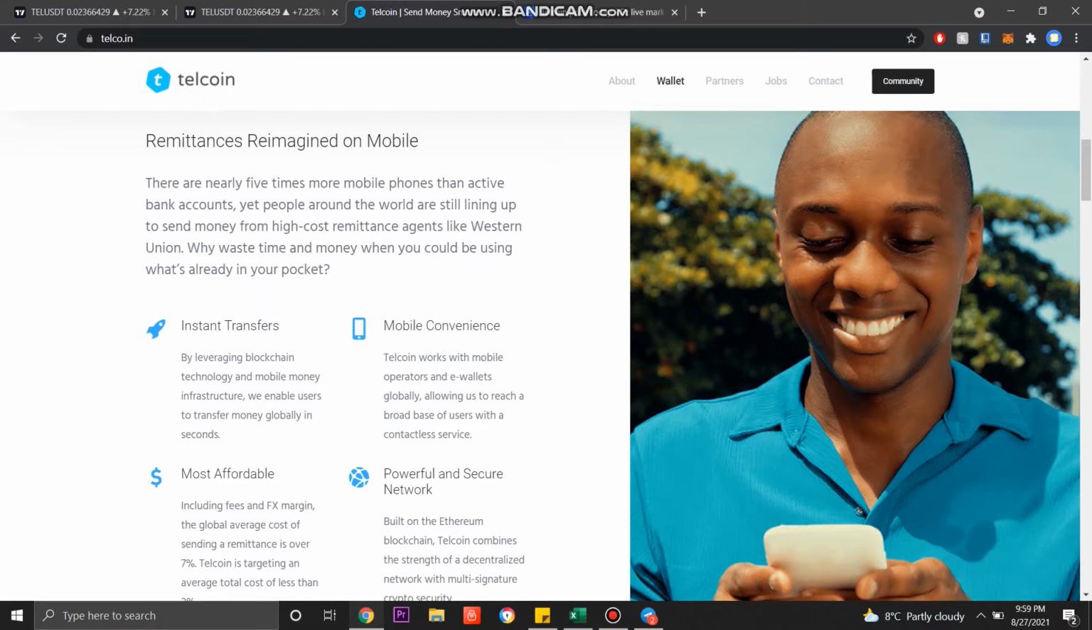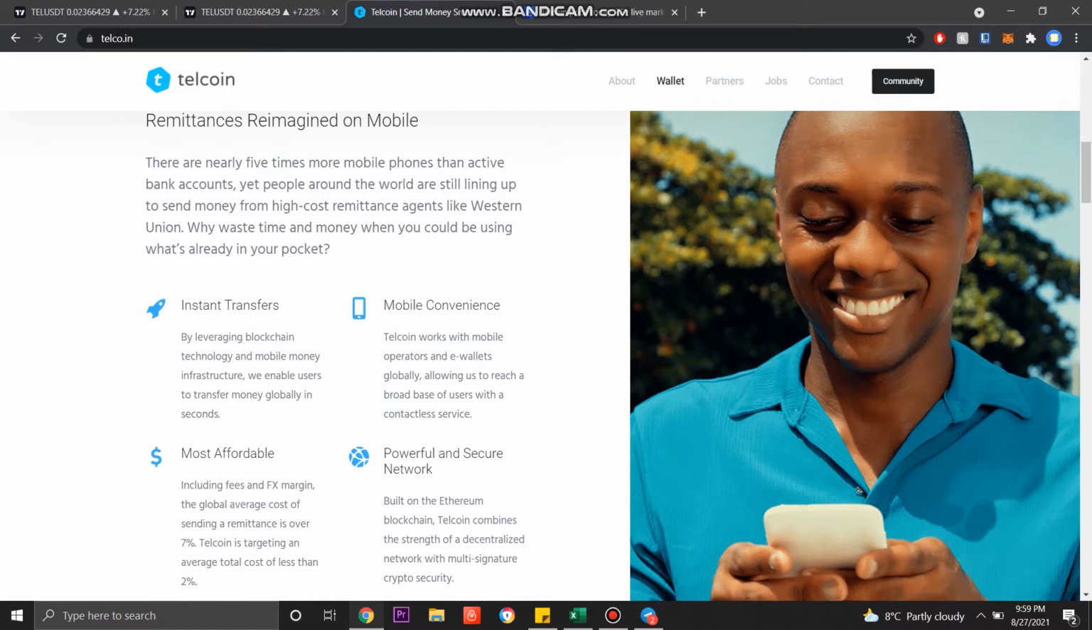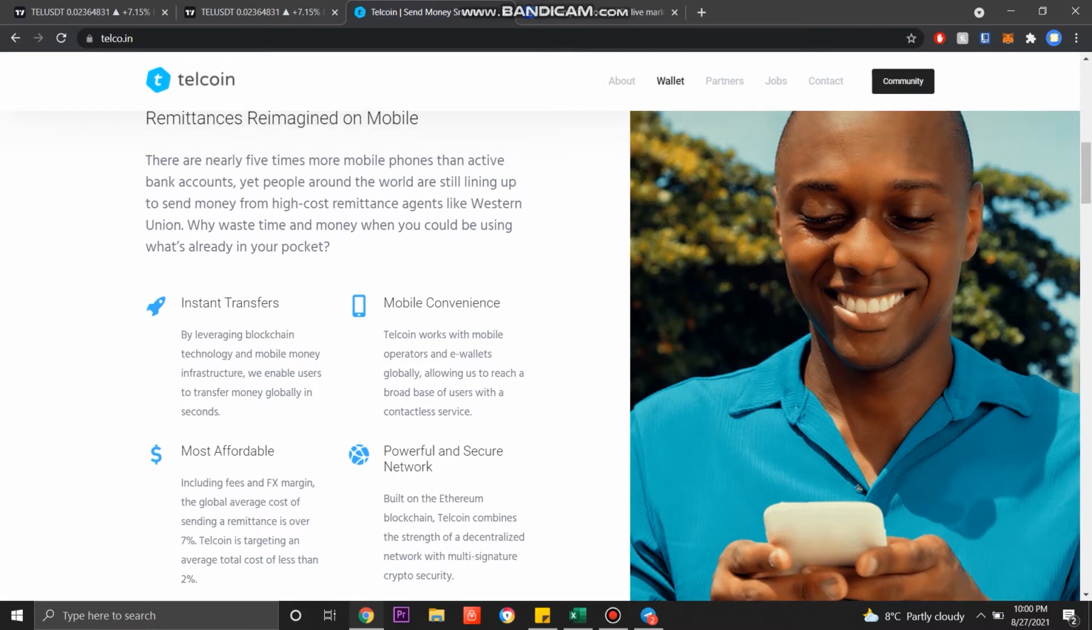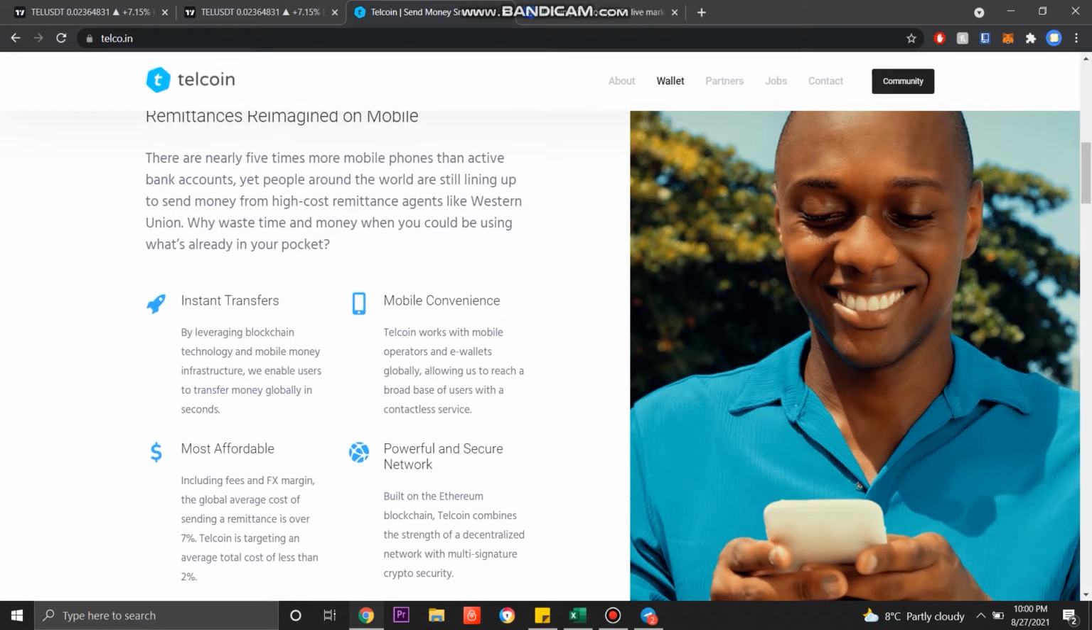Now, this makes sense. It plays into what cryptocurrency is all about. Why waste time and money setting up a bank account and paying bank account maintenance fees, when you could just be using your mobile device through a cryptocurrency service like Telcoin. They have an app on the App Store for Apple and Android devices, so it's accessible to 99% of people who have mobile phones, unless you don't have a phone that accesses either of those networks, which is very unlikely in this day and age.